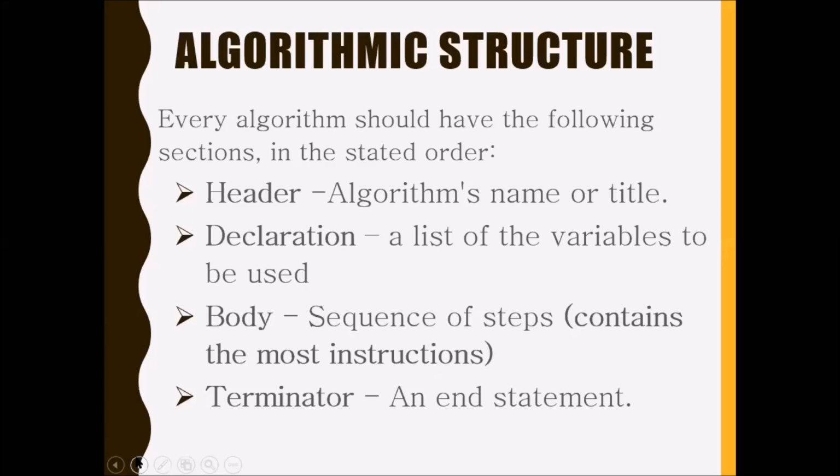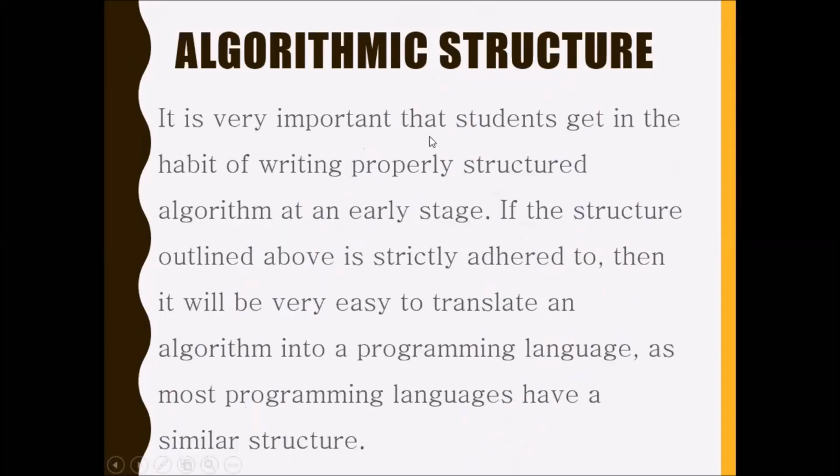So you have your header, which is the name or title of your algorithm or program. Declaration, which is the list of variables to be used in the program. You have your body, which is normally signified using start and stop. Anything that falls within the start and stop, that's the body of your algorithm or program. And then your terminator. As we said before, your program must come to an end. All right, so algorithm structure.